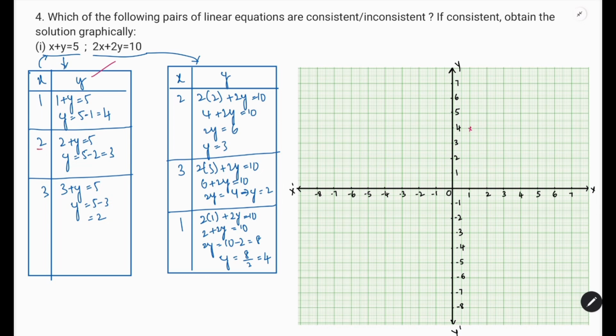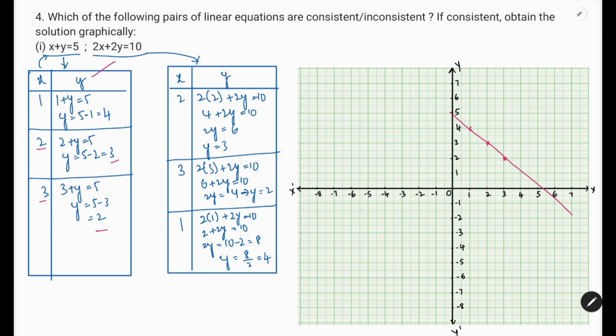And if x is 2, then y is 3. Okay, this one. If x is 3, y is 2. X is 3 and y is 2. This one. Okay. Now join these points. Okay, it will be like this.